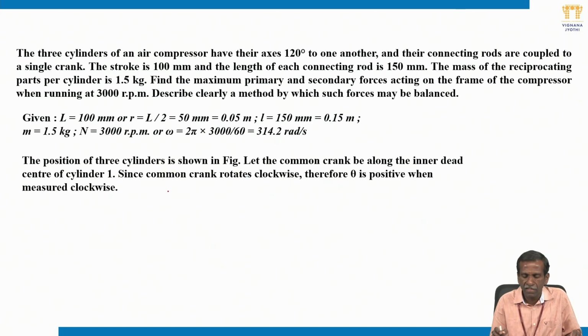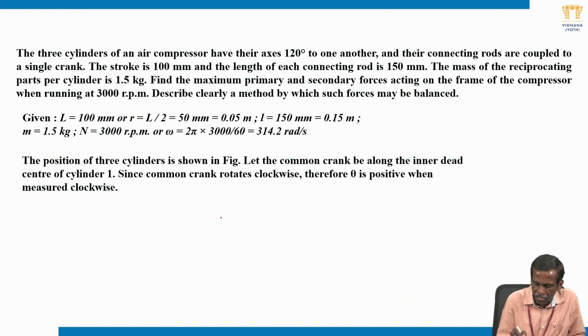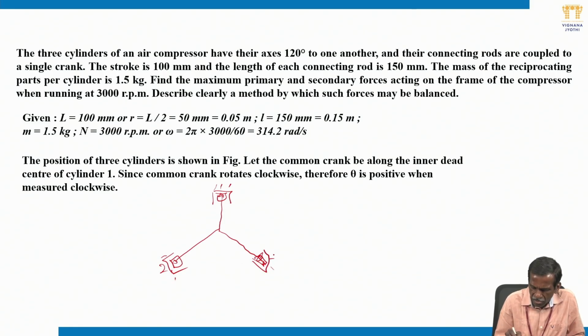Then let us take one numerical example. The 3 cylinders of an air compressor have their axes at 120 degrees to each other. How are these 3 cylinders placed? This is one cylinder. This is a piston and a cylinder, and this is the second one, this is the third one. Let us say the second cylinder. This is a piston and a cylinder, right? And this is a piston and a cylinder, the third one, right?